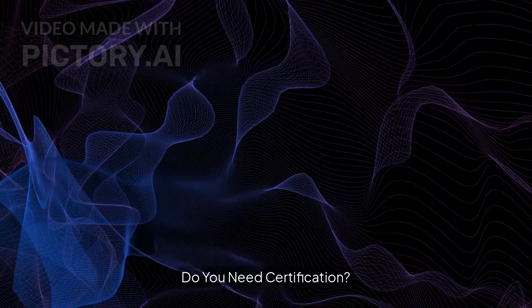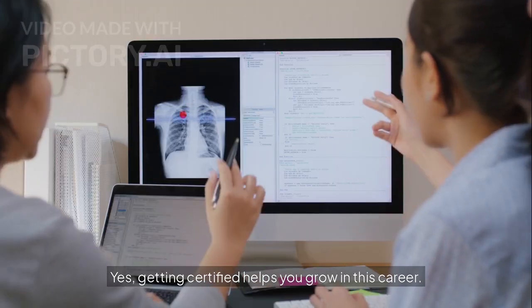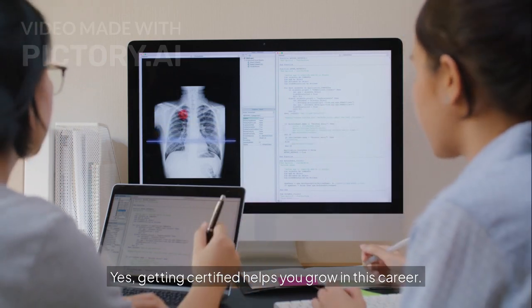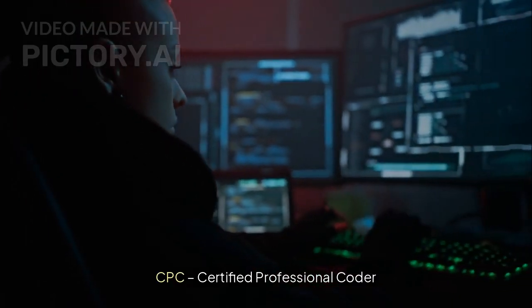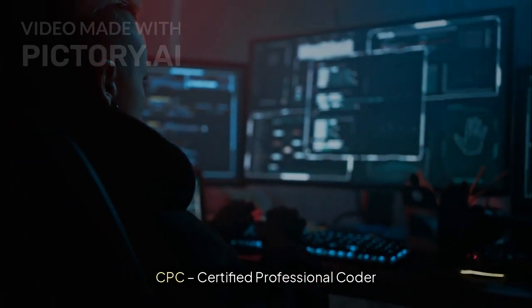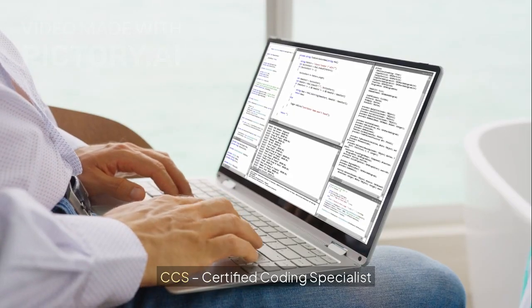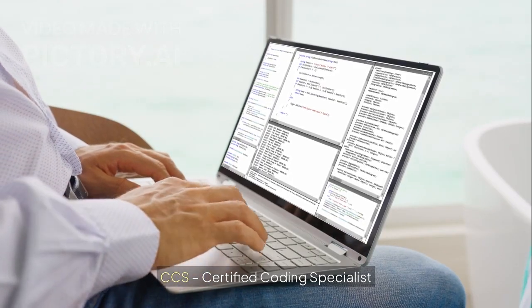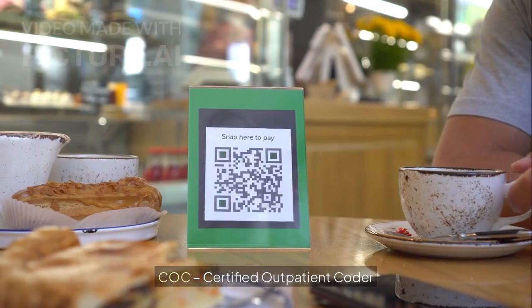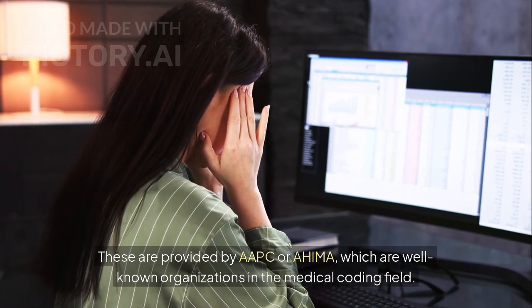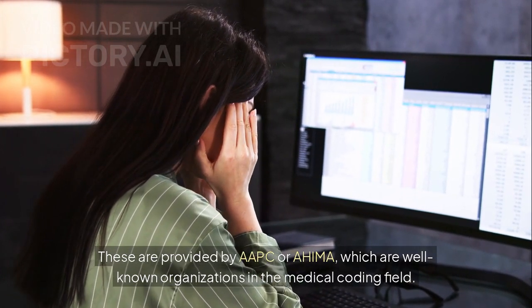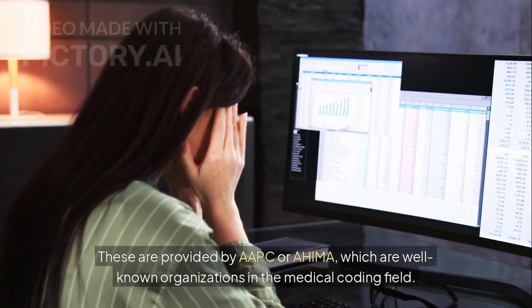Do you need certification? Yes, getting certified helps you grow in this career. Popular certifications include 1. CPC, Certified Professional Coder. 2. CCS, Certified Coding Specialist. 3. COC, Certified Outpatient Coder. 4. CIC, Certified Inpatient Coder. These are provided by AAPC or AHIMA, which are well-known organizations in the medical coding field.